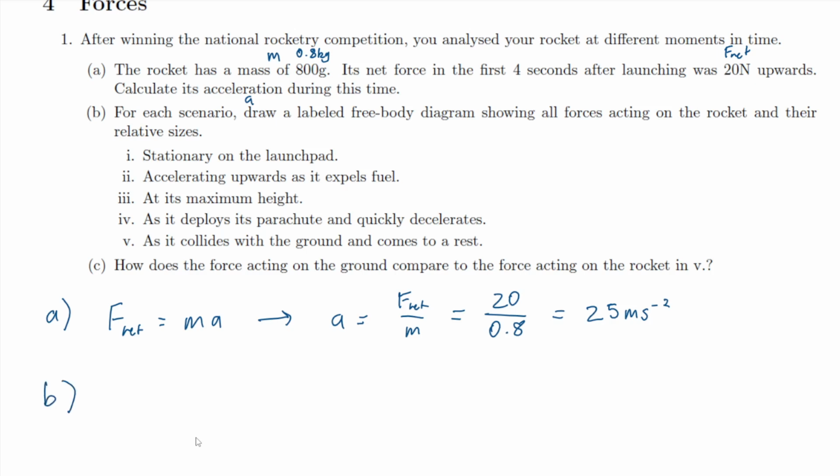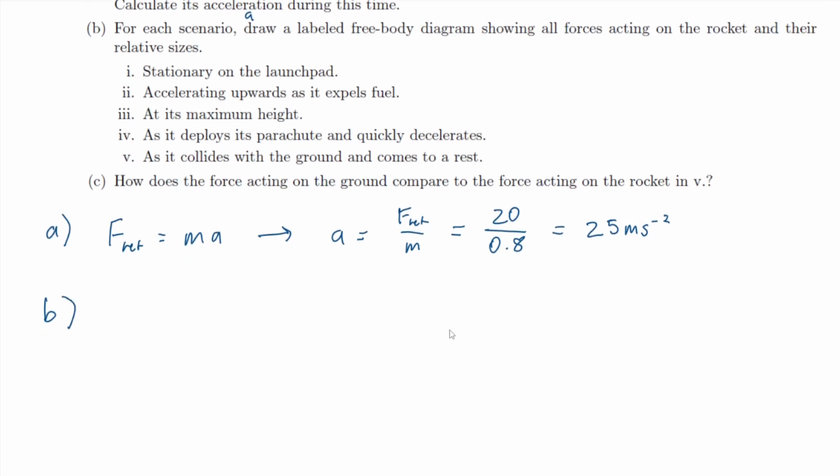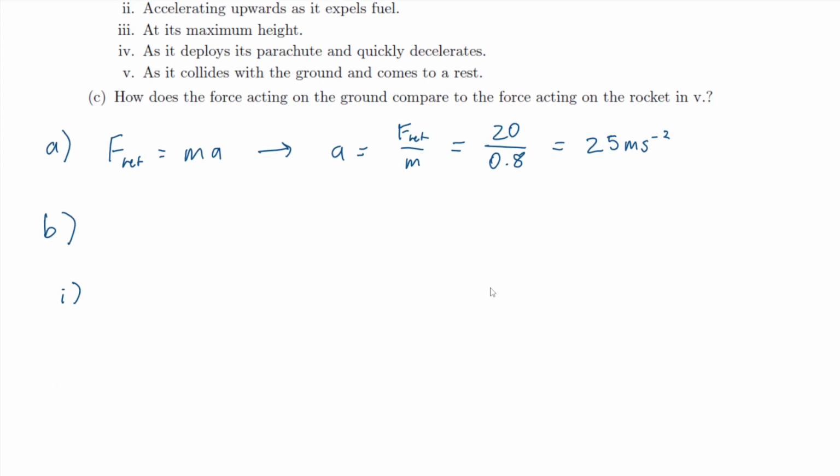Question B. So for each scenario, draw a labeled free body diagram showing all of the forces and their relative sizes. So part 1, it is stationary on the launch pad. So that means it's on the ground, not moving, its speed is 0. So I'll use a dot to represent the rocket, and while we know it has mass, so it must have a weight force acting downwards.